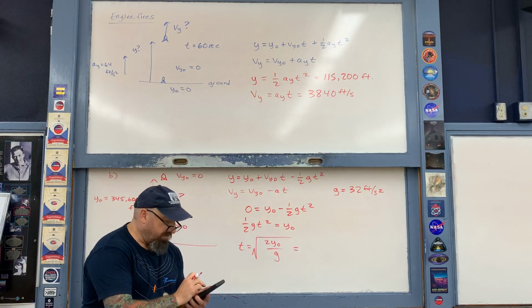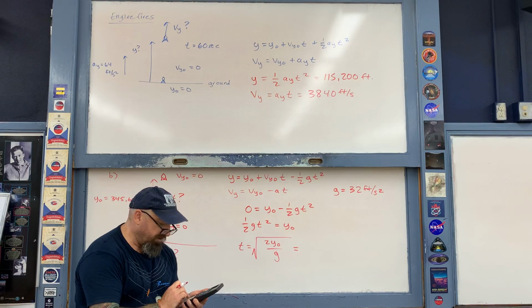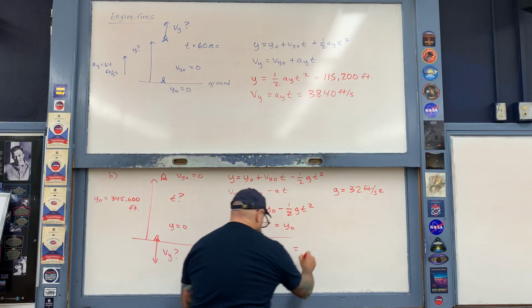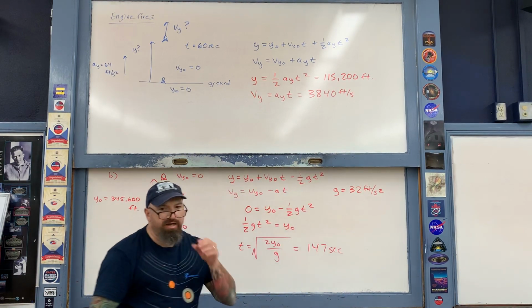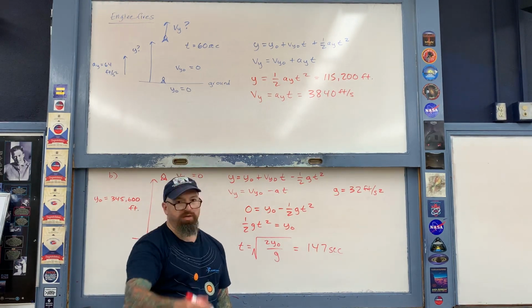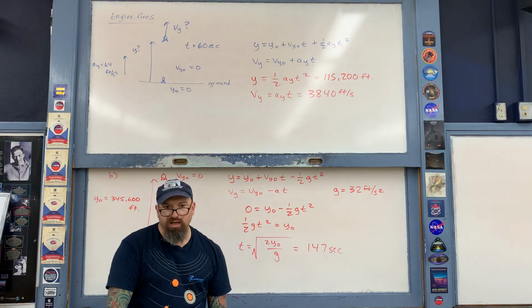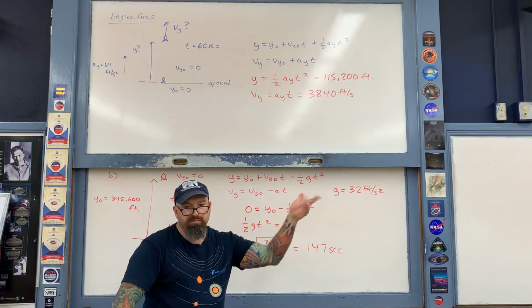All right, so let's see. I've got the square root here of 2 times 345,600, and then divided by 32. Take the square root of all of that, and this is 147 seconds. So what's the total amount of time elapsed here in this problem when we take the rocket and initially throw it upwards? Well, 147 seconds is about 2.5 minutes. So then therefore it took 3 minutes to ultimately reach its maximum height.